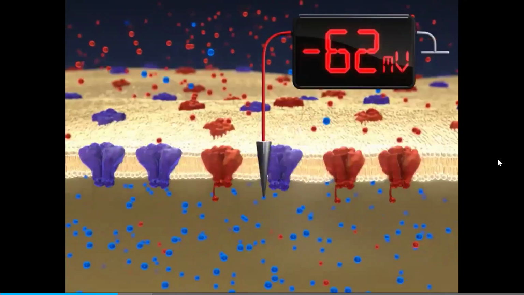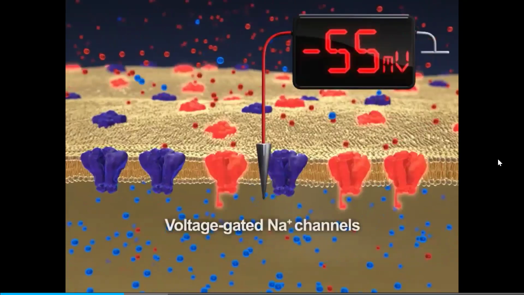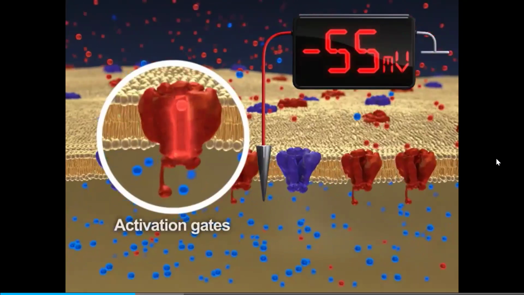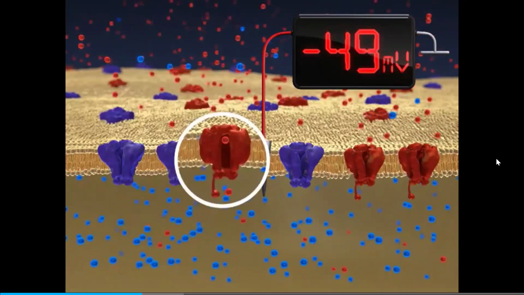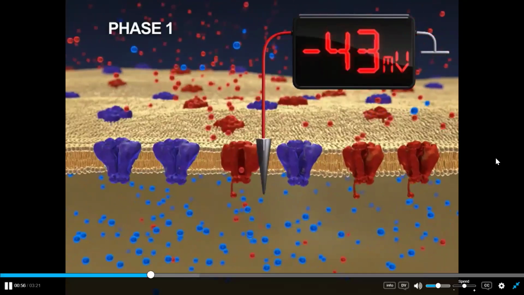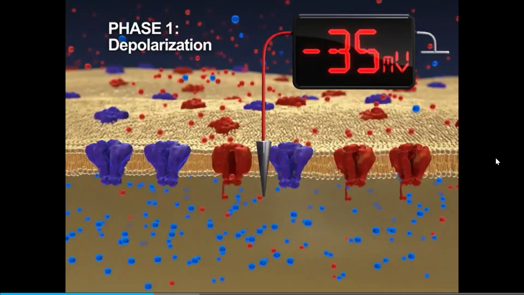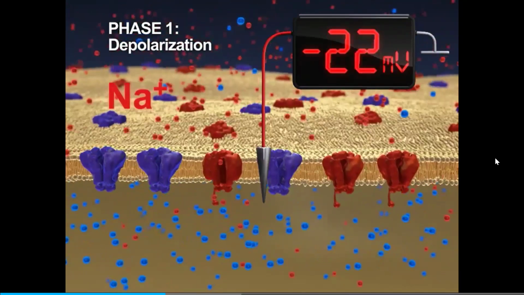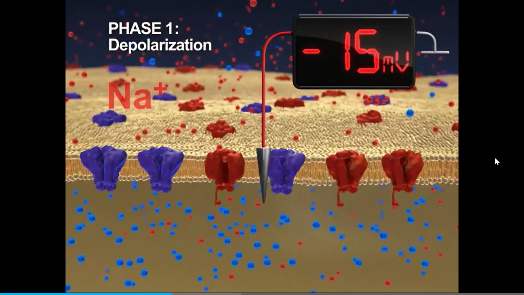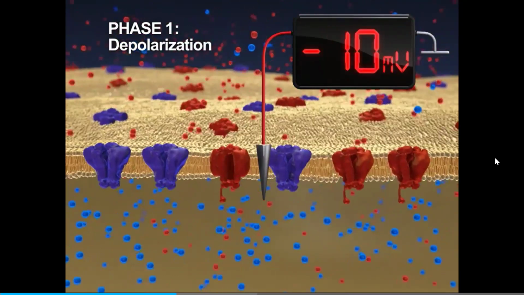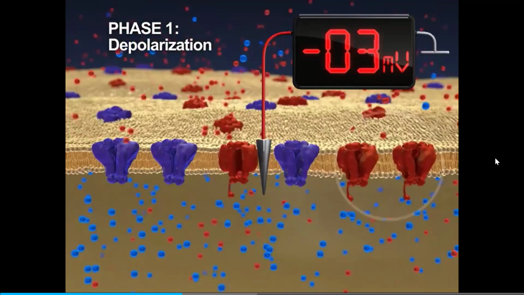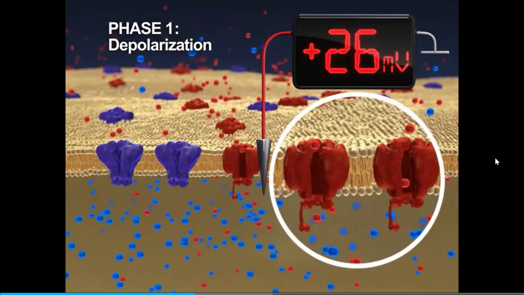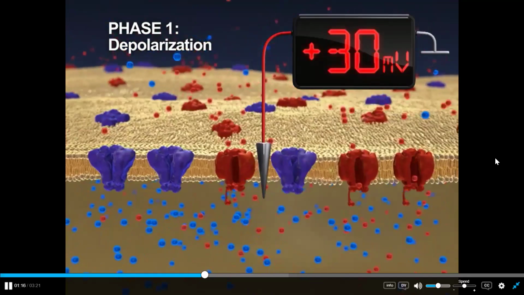A threshold stimulus changes the shape of the voltage-gated sodium channels, causing their activation gates to open. This event marks the beginning of phase 1 of the action potential, known as depolarization. As sodium ions diffuse into the axon, the membrane potential becomes less negative. This causes more voltage-gated sodium channels to open, and the membrane potential soars to plus 30 millivolts.